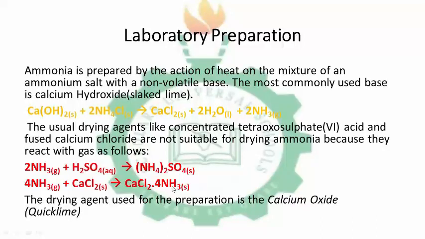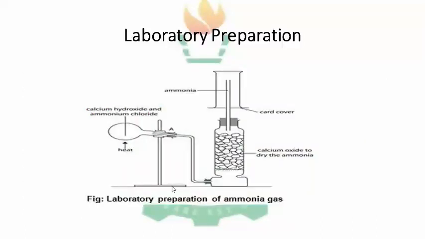Now the drying agent we use in the preparation of ammonia is calcium oxide, which is also known as quicklime. Now this is a diagram showing the laboratory preparation of ammonia. This is calcium hydroxide reacting with the ammonium chloride, and it is being heated, and you can see the ammonia gas produced is passed through this tube and it is dried, and it is collected at this region. It is dried using the calcium oxide, which is also the quicklime.